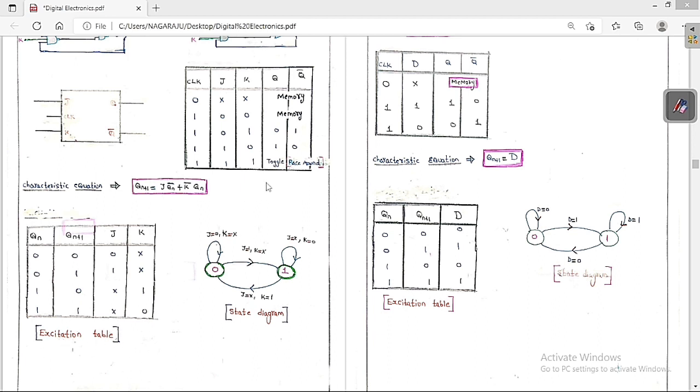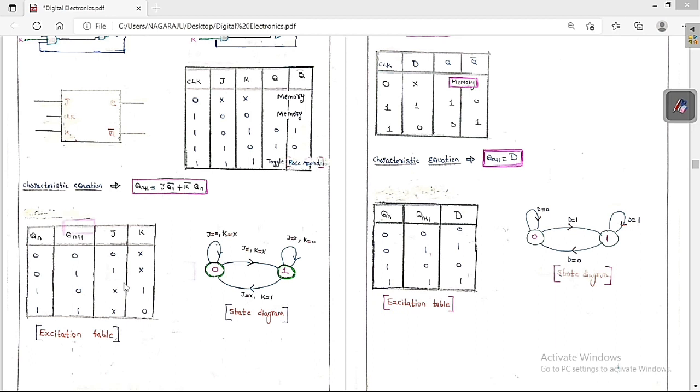So the output is going to change from 0 to 1 and 1 to 0. So this is basically an excitation table. For 0 to 0, you have to give input as 0 comma X. If you want to change output from 0 to 1, you have to give 1 comma X as input. If you change the output from 1 to 0, you have to give input as X comma 1. And if you want to change the output from 1 to 1, you have to give input as X comma 0. So this is called the excitation table.